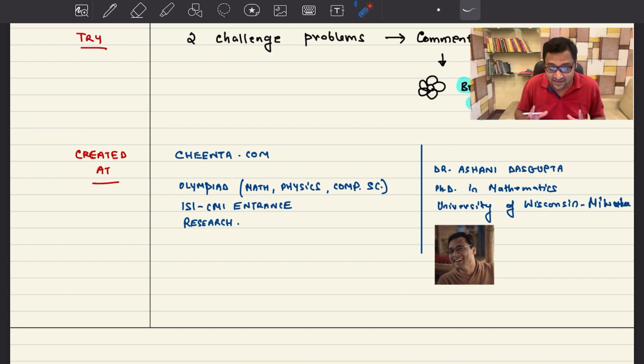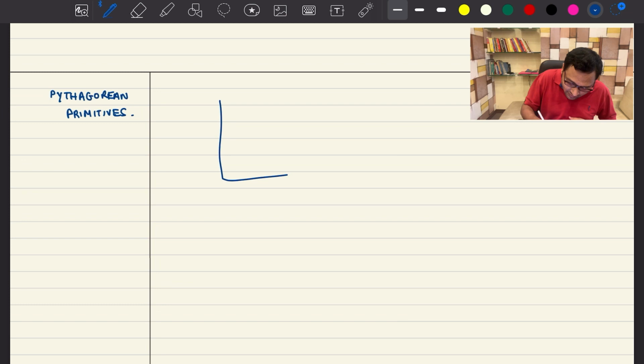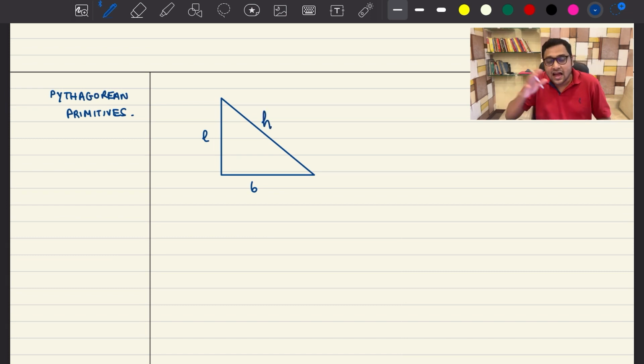I love doing mathematics. Let's get started with the notion of Pythagorean primitives. It's a very old story. Pythagoras, and in fact, before Pythagoras, the Indians, the Babylonians, and the Greeks realized one of the most important properties in elementary geometry. That is, if you have a right triangle like this, then the length, breadth, and the hypotenuse, they have a relation, and this relation is L square plus B square is equal to H square. Most of you will know this.